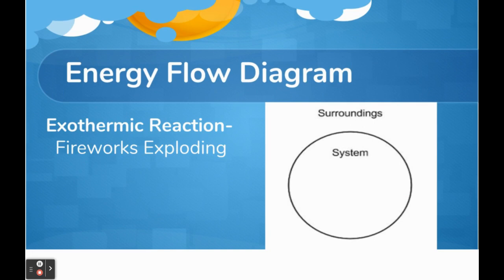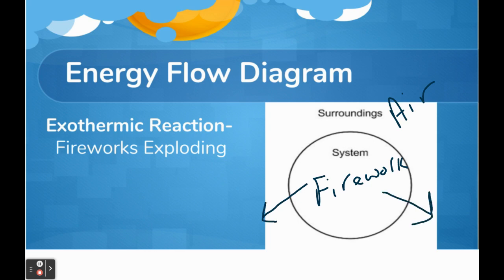Our first exothermic reaction example is fireworks exploding. We know that fireworks are an exothermic reaction because when they go off, we get a lot of heat, light, and sound that comes out of them. So our system is going to be the fireworks, and the surroundings would be the air around the fireworks. Now that this is an exothermic reaction, it's releasing energy into the surroundings. So our arrows will show the transfer of energy from the system to the surroundings. And our last step is to label the diagram exothermic.